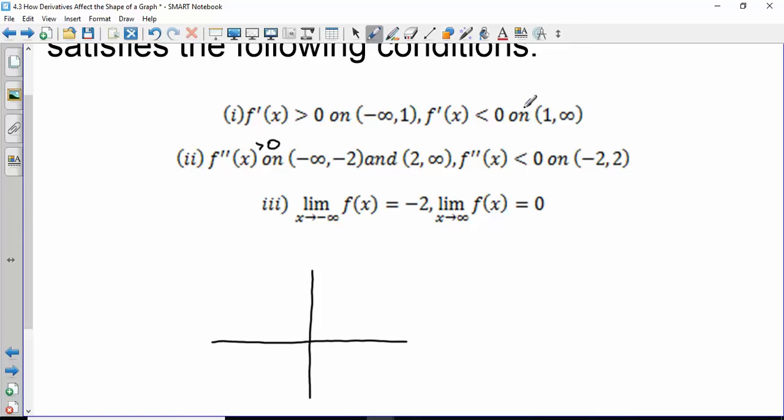So my first derivative was positive. That means my function was increasing or decreasing? Increasing. And then at 1, we switched, and now it's decreasing. So what happens at 1? We have a local max at 1.